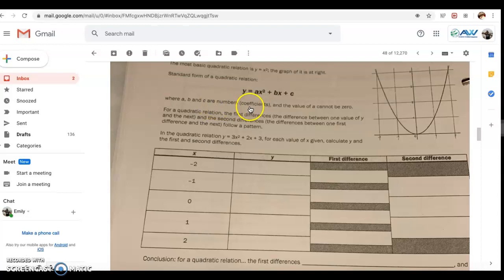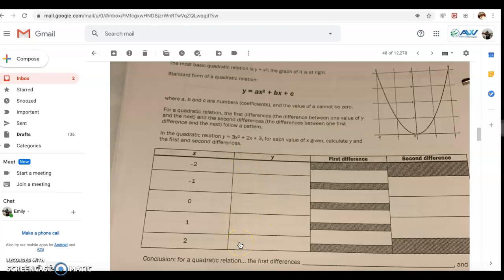Okay, so filling in this table for quadratic relation, the first difference and the second difference follow a pattern. In the quadratic relation, y equals 3x squared plus 2x plus 3. For each value of x given, calculate y and the first and second differences.